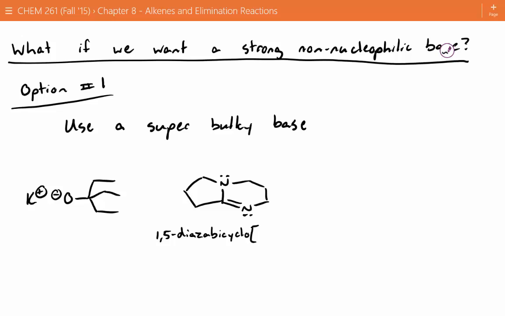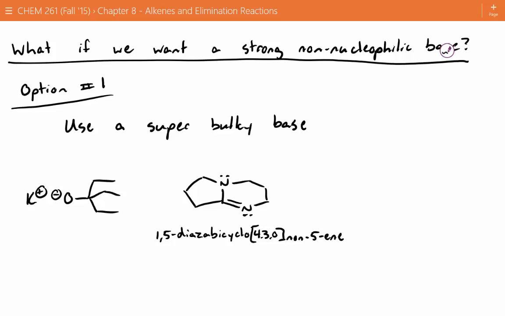What should our bridgeheads be? What do you guys think? We've got to count the path length, so let's find our longest one. We've got 1, 2, 3, 4 as one bridge length. And then if we go this side, we've got 1, 2, 3, so it should be 4, 3, 0. So we've got 1,5-diazabicyclo[4.3.0]non-5-ene. Say that 10 times fast.